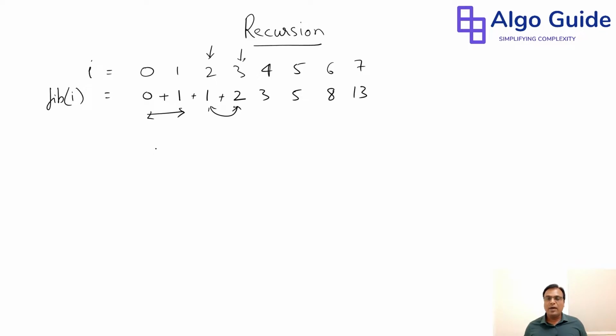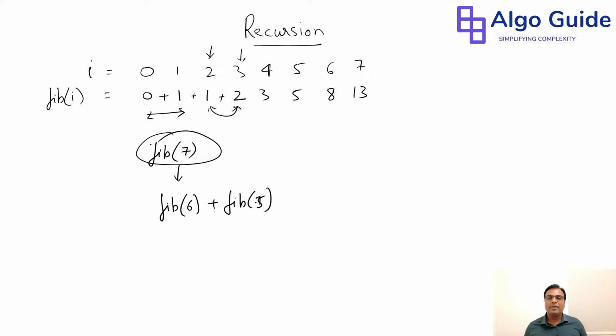Now, let us say I want to calculate the Fibonacci series for the seventh term. This is the larger problem. I can represent the solution to the larger problem as a solution to smaller instances of the same problem. So this can be represented as fib of 6 plus fib of 5.